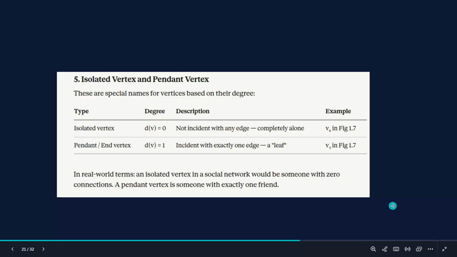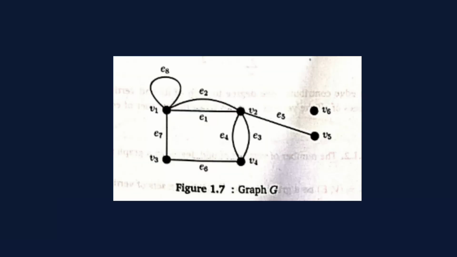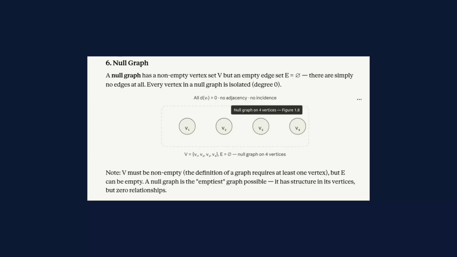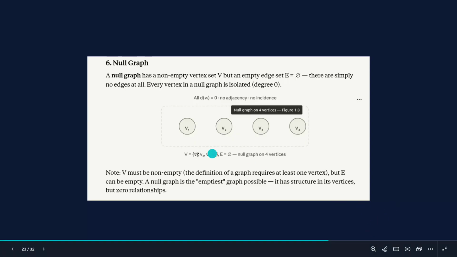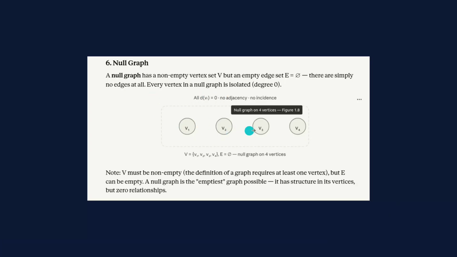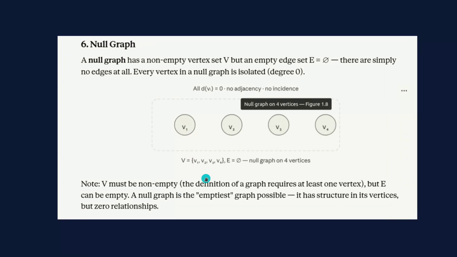So here, in this diagram, we have understood what we mean by isolated vertex and pendant vertex, right? I have already put that diagram here, but I forgot to check it. Fine. Now the null graph. A null graph has a non-empty vertex set V but an empty edge set E. That is, there would be some vertices, but no edges connecting these vertices. The edge set is 0. Such graphs are called null graphs.